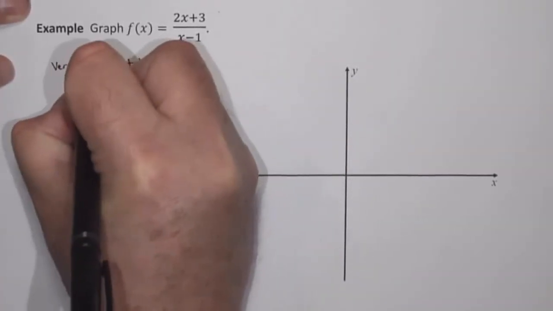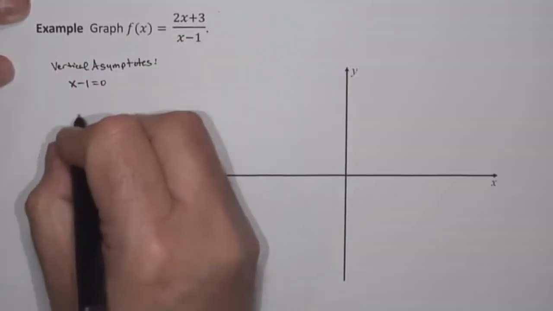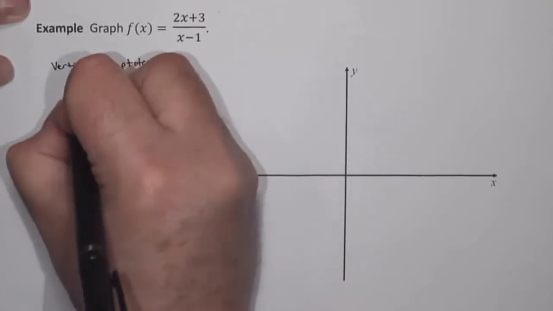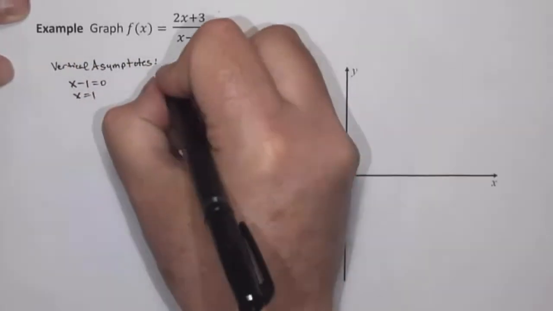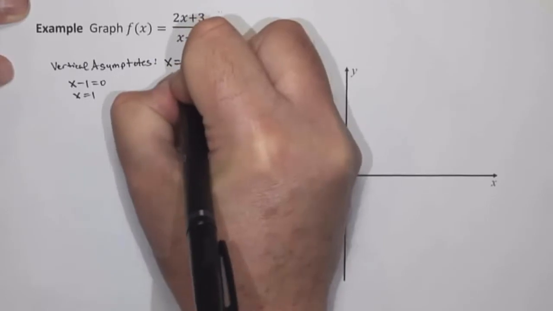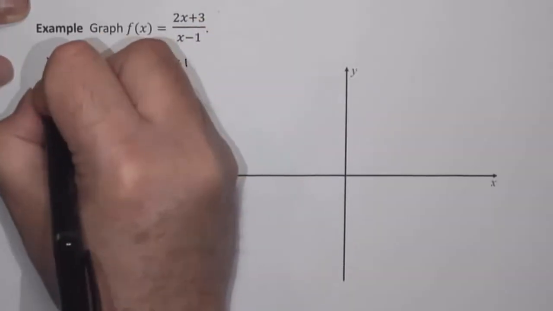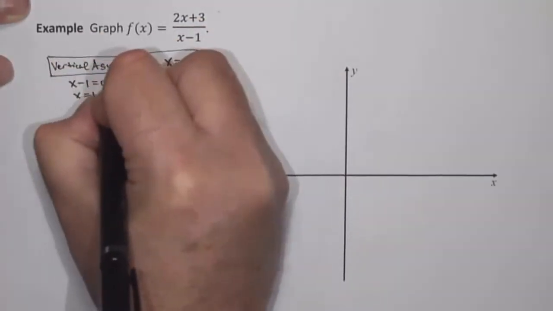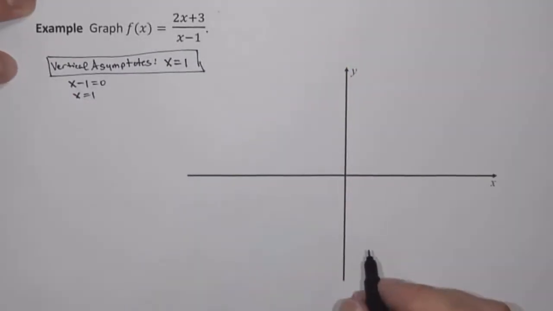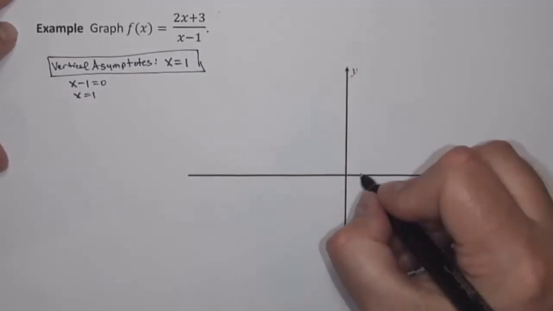So if we take x minus 1, set that equal to 0, and solve, add 1 to both sides, x is going to equal 1. So we're going to have a vertical asymptote of x equals 1. So that's going to be a key feature that we're going to want to see in our graph.